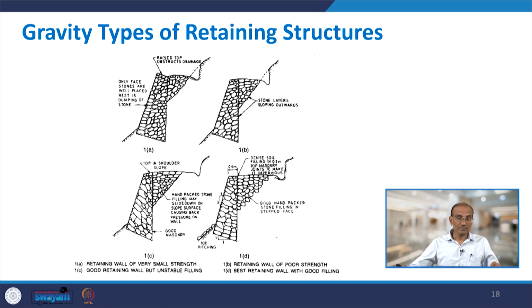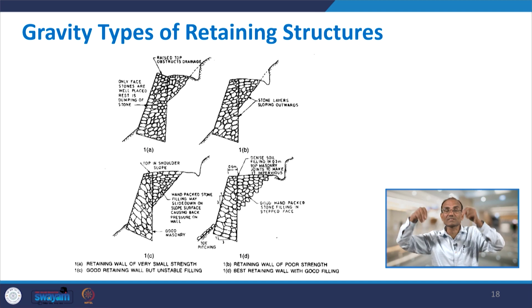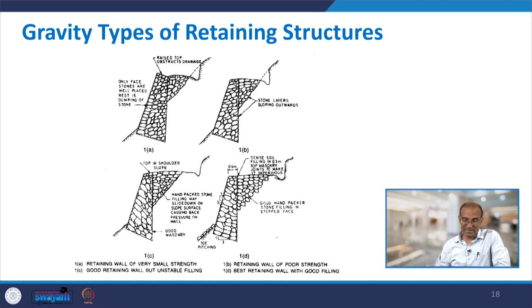Coming to how the constructions are done and which type is good. There are 4 figures here, 1A, 1B, 1C, 1D. 1A is a retaining wall of very small strength, while 1D, the last one, is a retaining wall with good filling. So D is the best one and A is the worst case. Why? In this case only the face stones are well placed, and the rest is dumping of stone, created without any engineering work.